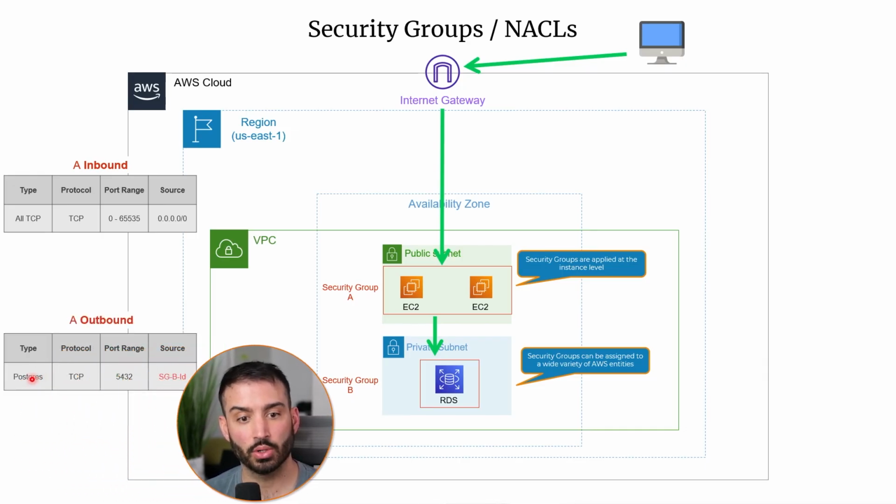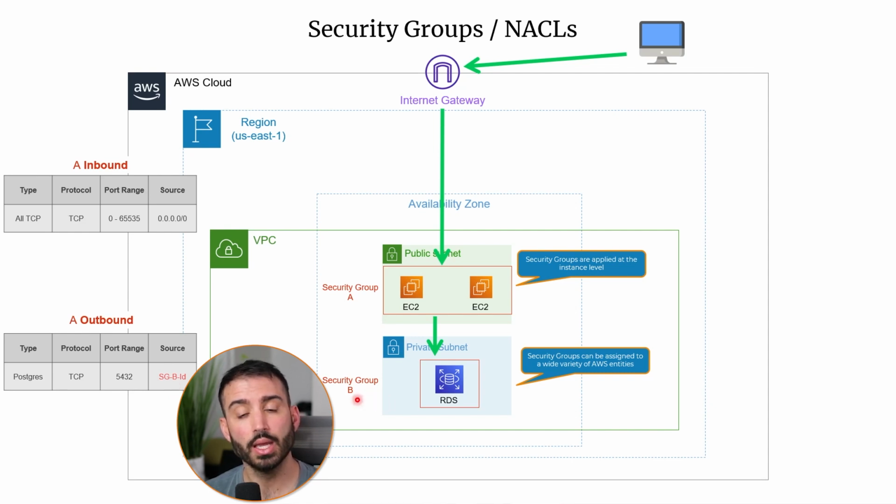So we have the type, which is Postgres, protocol TCP. Typically Postgres runs on port 5432. And then we have the ID, right, of the security group, which is security group B here. So the outbound access is to this other security group. Okay, so now security group A has the right permissions.